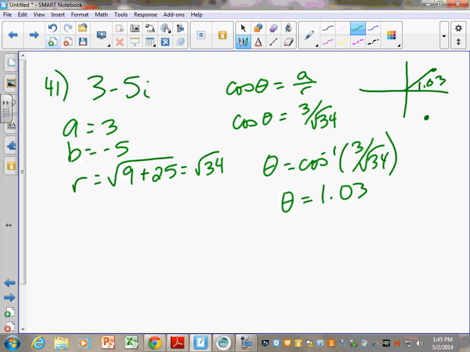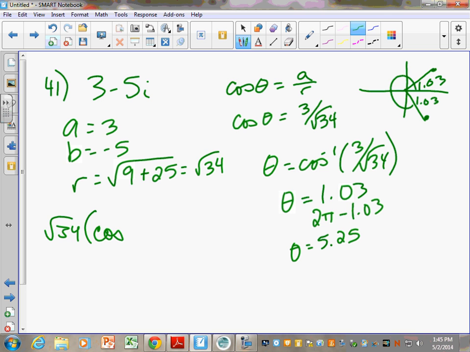And that's where you have to think and say, okay, this is 1.03, so how do I get from here to here? 2 pi minus 1.03 is how you get the answer in the back of the book. That's a little stretch there. So that's how you get 5.25. So you could say, the square root of 34 times cosine of 5.25 plus i sine of 5.25.